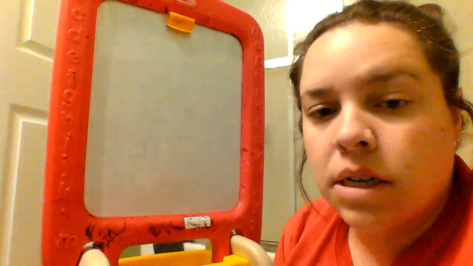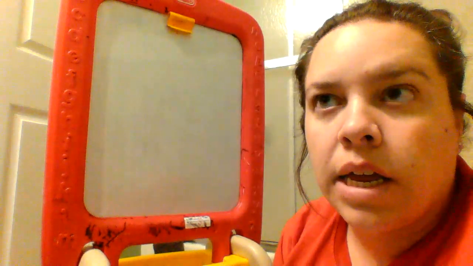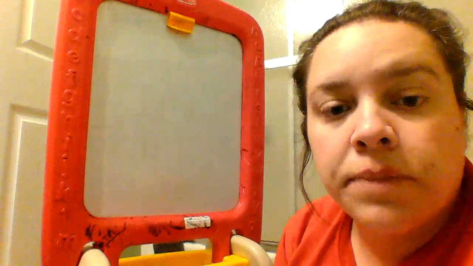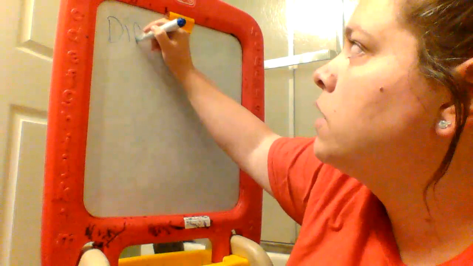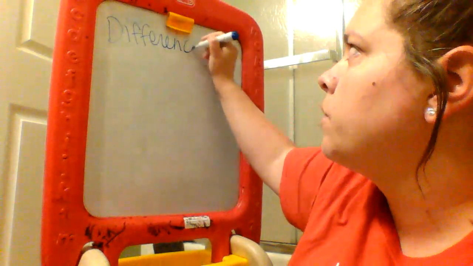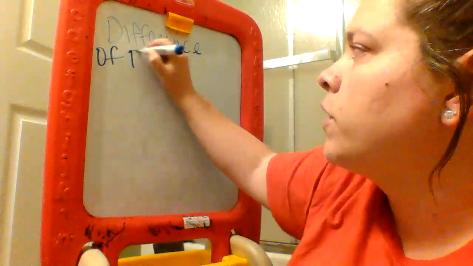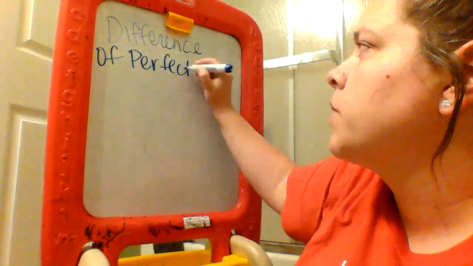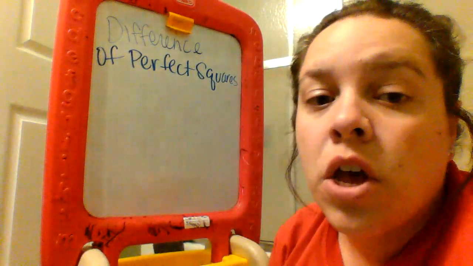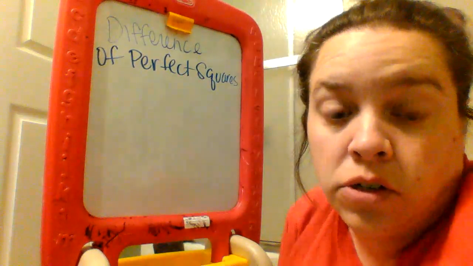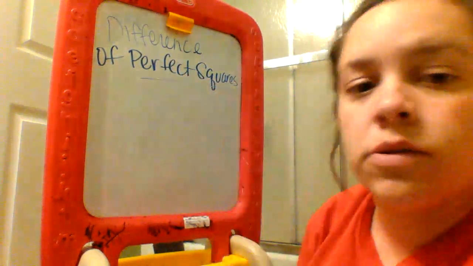But our last type of factoring is the special type of factoring, and this is called the difference of perfect squares. Now, in order to understand the difference of perfect squares, you have to understand what a perfect square is first. So let's talk about what a perfect square is.